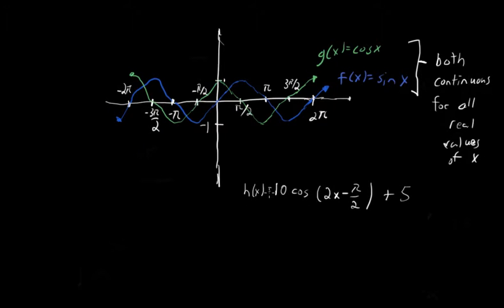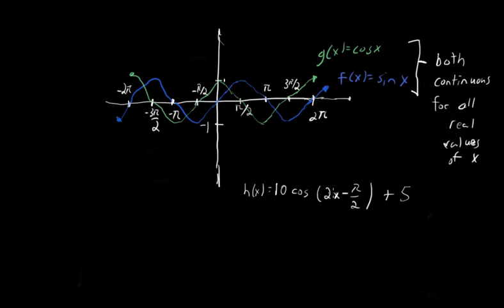But let's say instead of cosine of x, we had h of x equals 10 cosine of (2x minus pi over 2) plus 5. Is this function also continuous for all x? Well, let's see. How is this function different from cosine of x? For starters, it's going to be shifted pi over 2 units to the right and 5 units up.